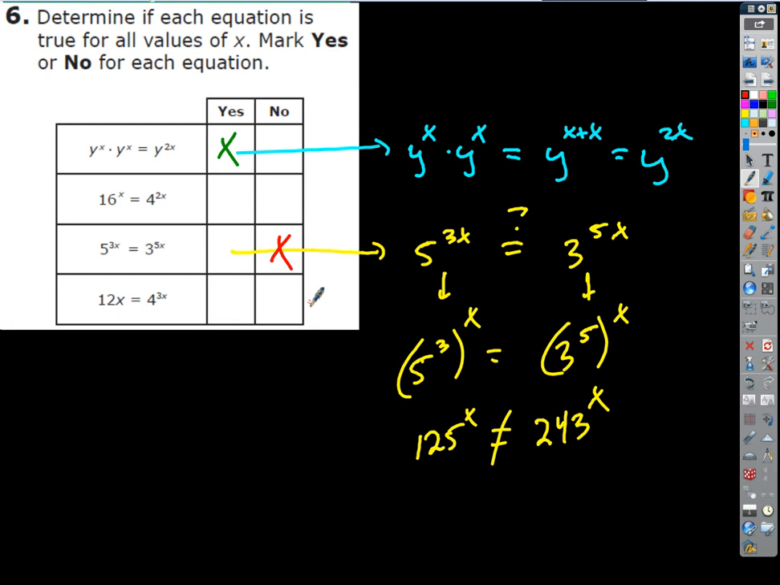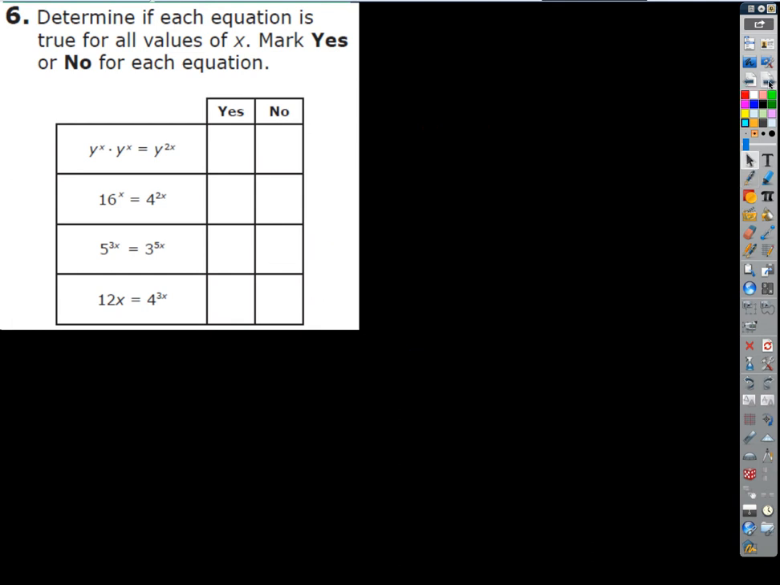That's the algebra way, using properties of exponents. But can we be tricky? Yeah, we can. In all three of these, I've only got one variable, an x. In this one up here, I've got two variables, y's and x's. That's okay. Let's just pick values for x and y and see what happens. Let's not pick 0 or 1 for stuff like this, because they're too symmetrical. Let's pick 2 and 3.